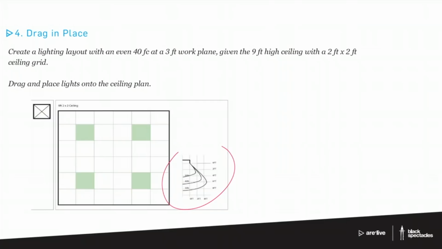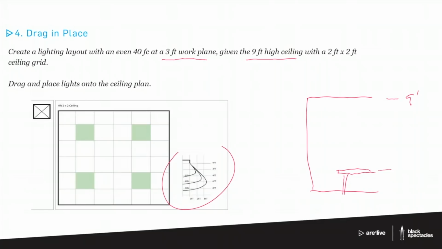All right, well, that looks like there's a light source. They're telling me how many foot candles are at a given level. So now going back to the question, I have a 9-foot high ceiling and a 3-foot high work plane. The difference between 9 foot and 3 foot is 6 feet. So I'm looking at a 6-foot light throw, and they're telling me that I need 40 foot candles.